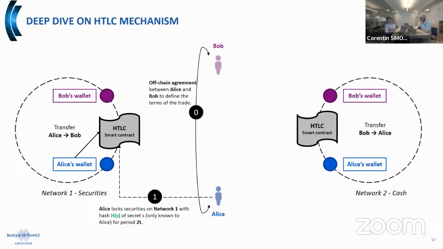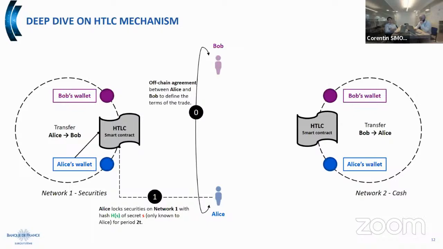So both securities and cash HTLC smart contracts have a timeout parameter, which represents the duration over which the assets will be locked by the smart contract. And if the timeout is reached and the asset has not been claimed by the relevant party, then the asset is returned to the original owner.